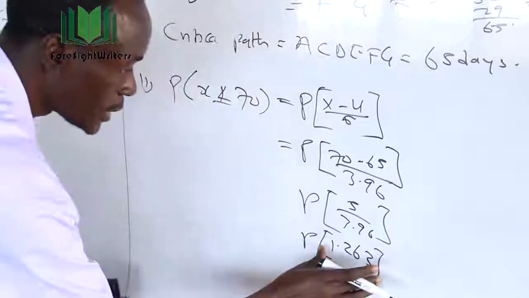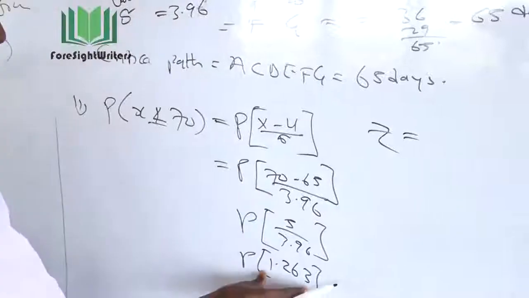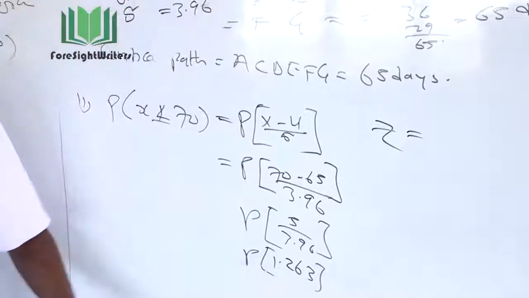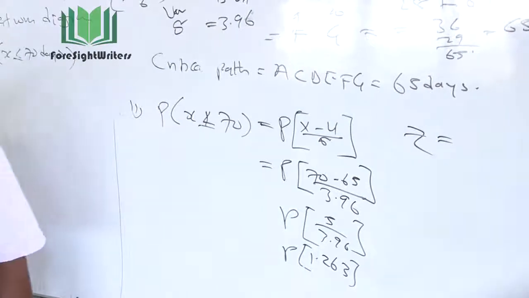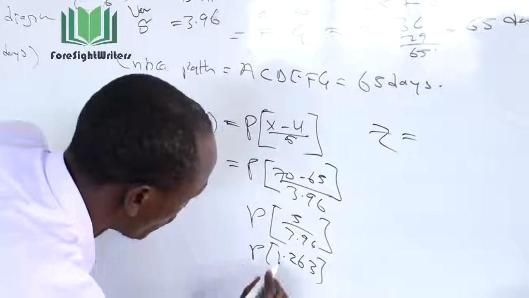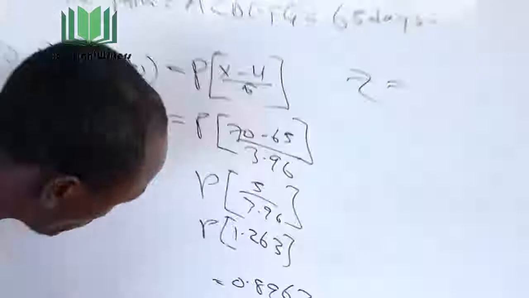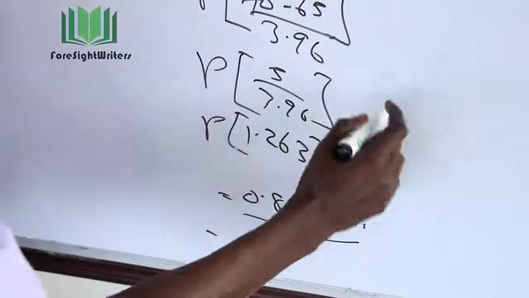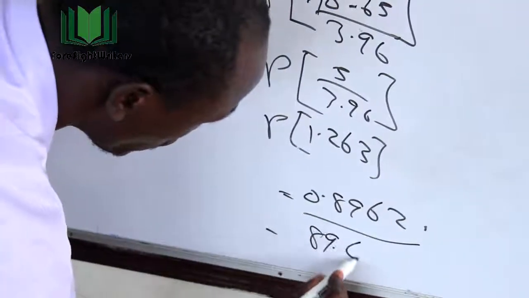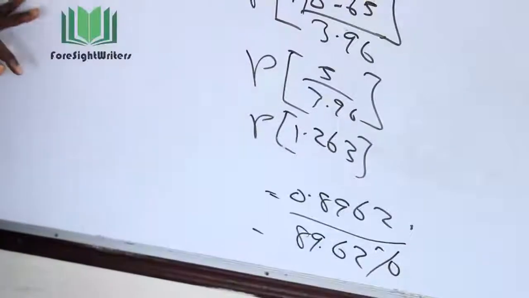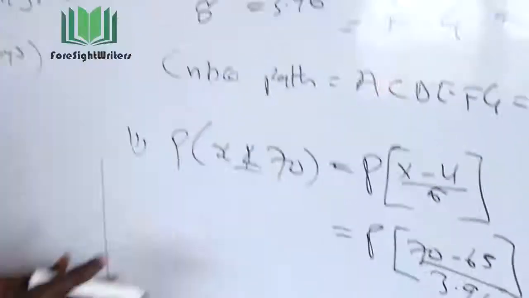It becomes 1.263. Now, you go to our Z table and read the equivalent for this value, or 1.26. In the Z table, the figure that appears there is 0.8962. That simply means this is the probability. This is the final from the Z table, the normal distribution table. So the probability of completing that project in 70 days is 89.62%. So that's now the final answer of that problem.